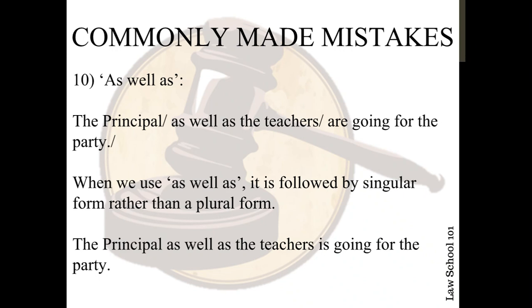So the next one, "as well as." This is a commonly made mistake. Most examinations would likely test you on this, because in spoken English it sounds correct. The principal as well as the teachers are going for the party. It sounds perfectly correct, but when we use "as well as," it is followed by a singular form rather than a plural form. As an example, the principal as well as the teachers is going for the party.